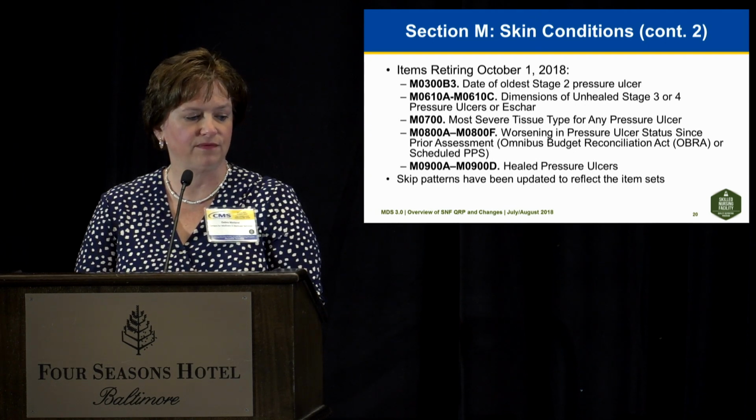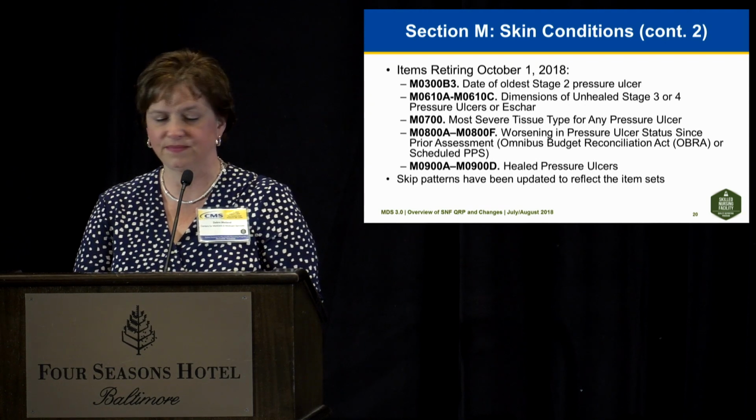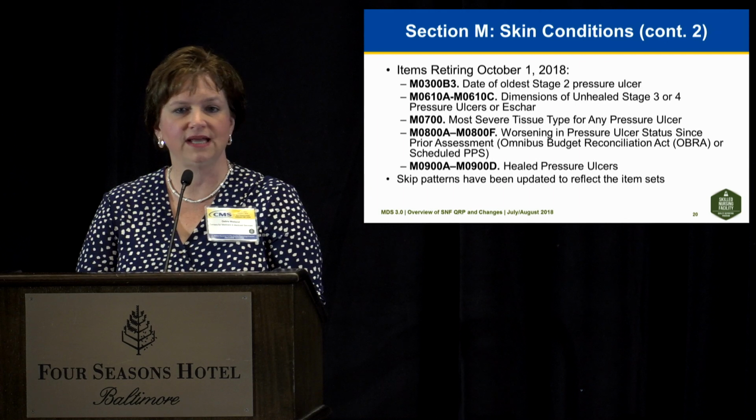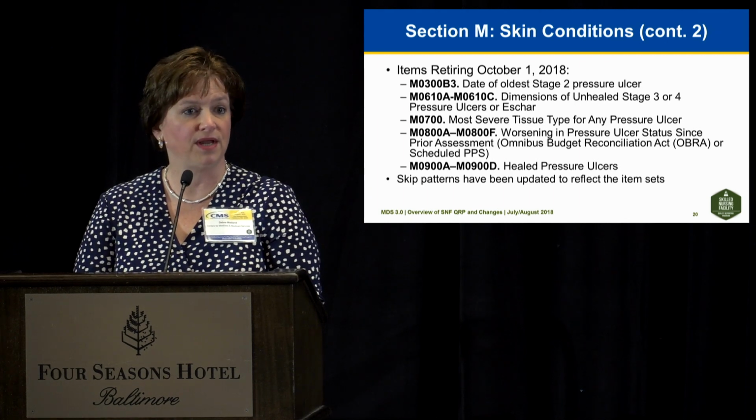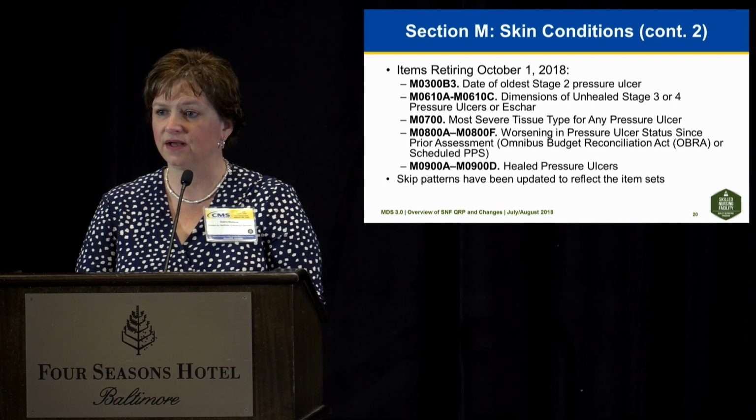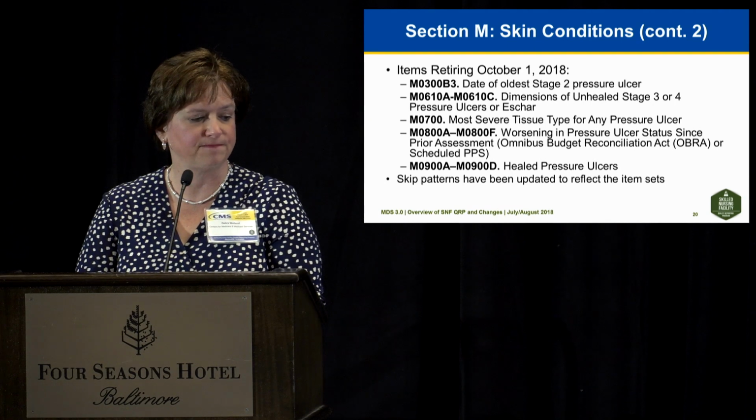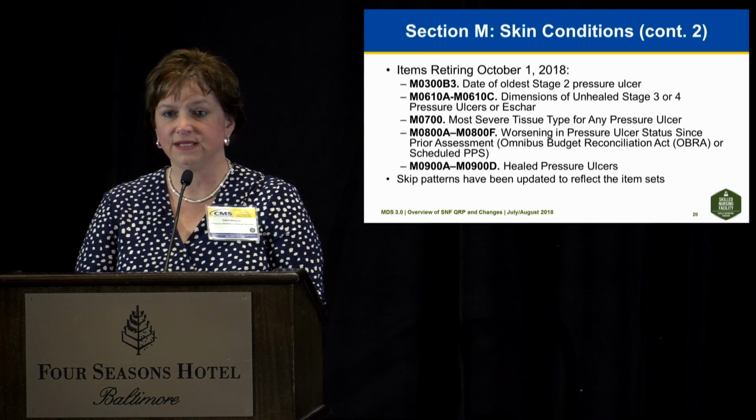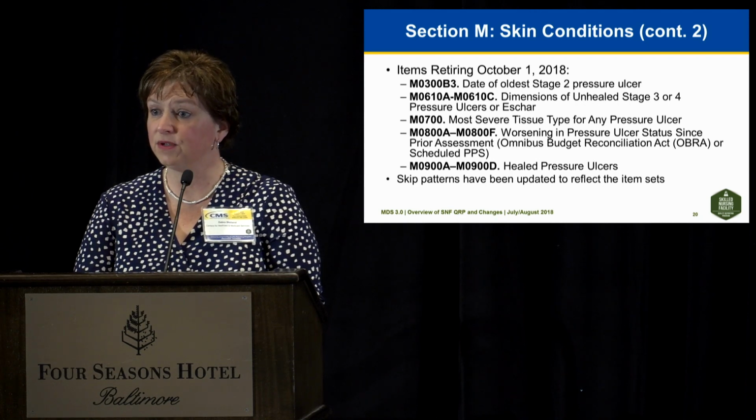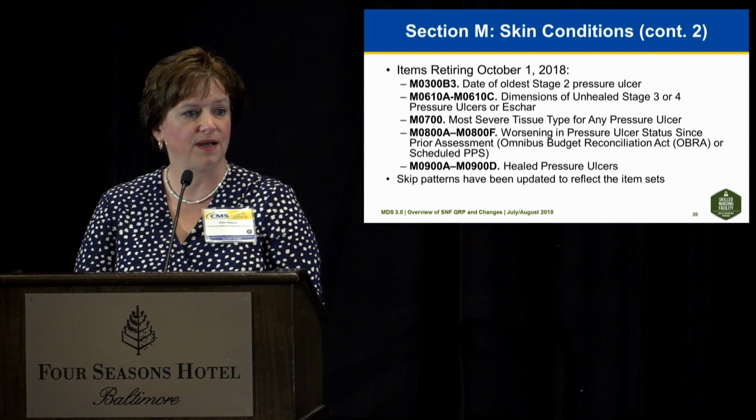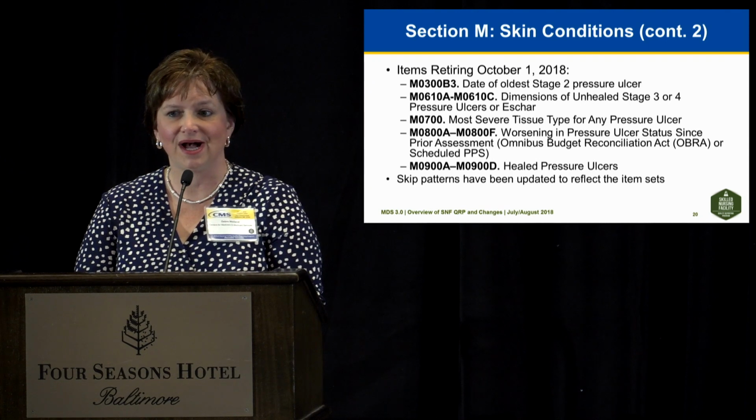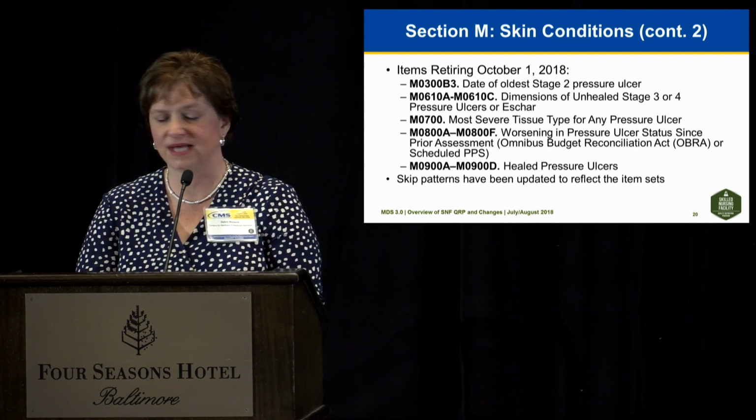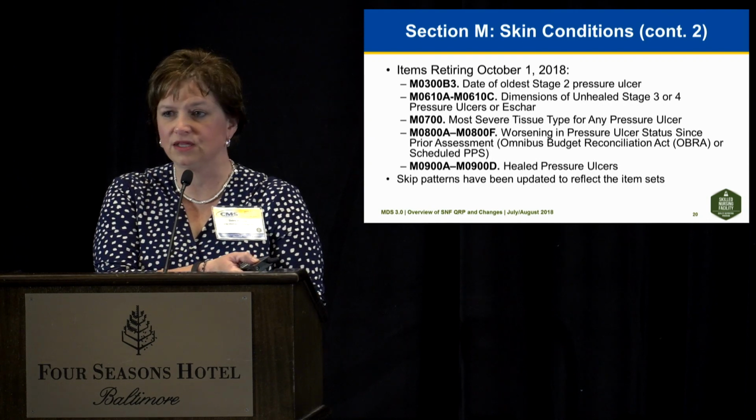M0800A through F, which are the worsening in the pressure ulcer status items. And finally, items M0900A through D, which identify the healed pressure ulcers. Because of the removal of these items from the item set, there have been new skip patterns associated to the items that remain on the item set. So you can expect to see those changes as well.